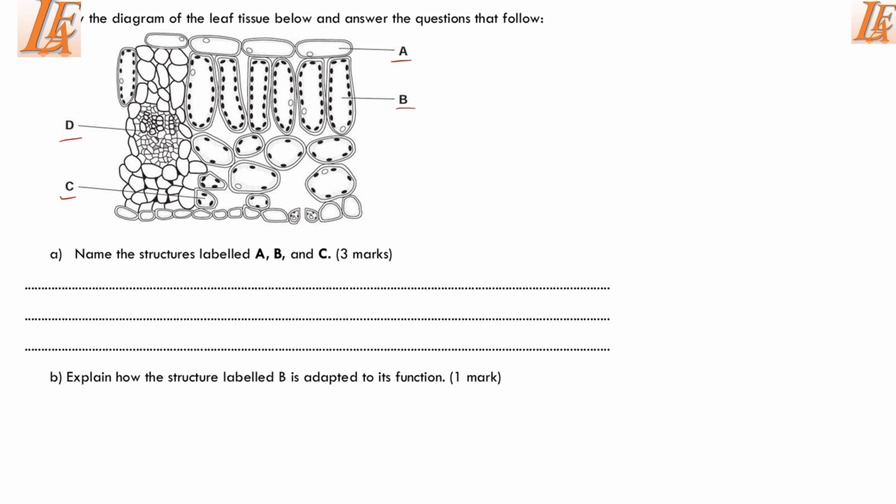The part labeled A is what we call the epidermis. Then the part labeled B is what we call the palisade mesophyll. And then the part labeled C is what we call the spongy mesophyll. Then question B, explain how the structure labeled B is adapted to its functions. This part labeled B, which we have said is a palisade mesophyll.